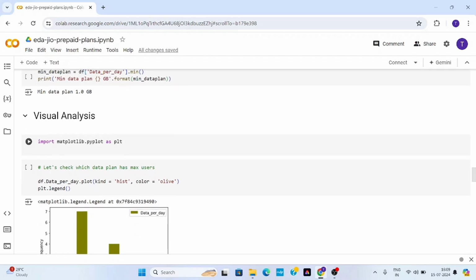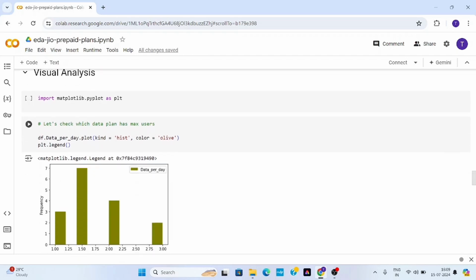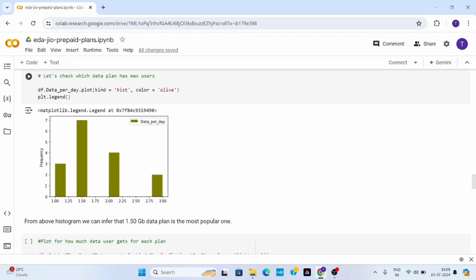Import matplotlib, which is for visualization, and this plot is for how frequently each data plan occurs, which means this plot is kind equal to histogram. It is a histogram plot, and the color equal to olive, which means I'm just going to color this. plt.legend provides this label, data per day. Now you can see there are 3 plans for 1 GB.